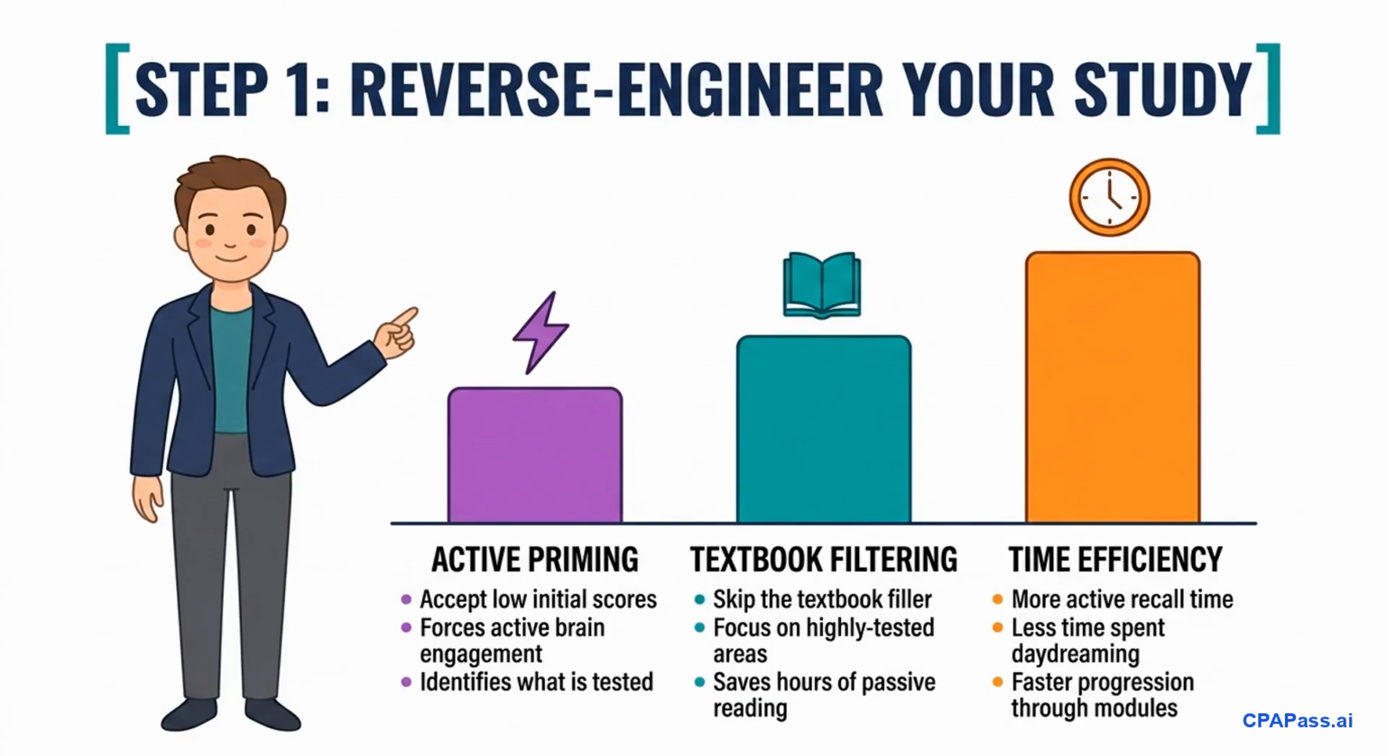Step 1 of our strategy is reverse engineering your study sessions. Instead of reading the textbook chapter first, jump straight into doing 30 multiple choice questions on that topic. Yes, you will get many of them wrong initially, and that is completely fine. Doing questions first primes your brain to look for the actual concepts being tested. When you finally open the study notes, you will immediately recognize what matters and what is just filler. This active learning approach cuts your study time in half, keeps you highly engaged, and builds real world problem solving skills.